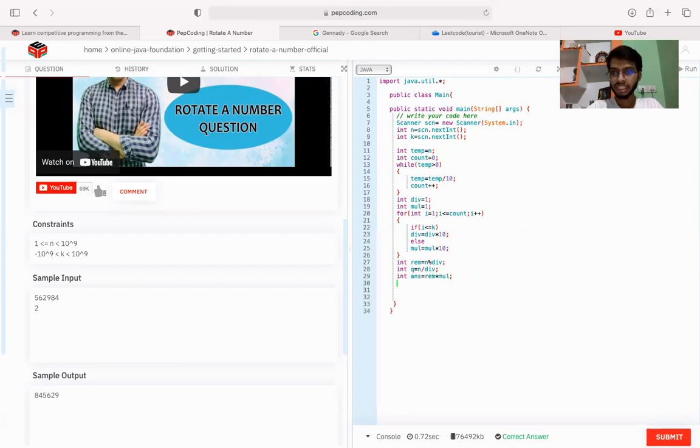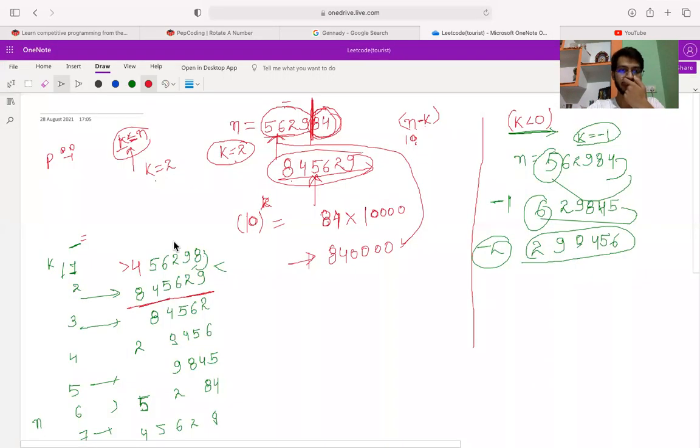And what I need here is to add the quotient into it. So I'm doing answer plus quotient. Now I simply have to print this value, answer. So I have correctly done the positive part, with the first condition, I have done with this.